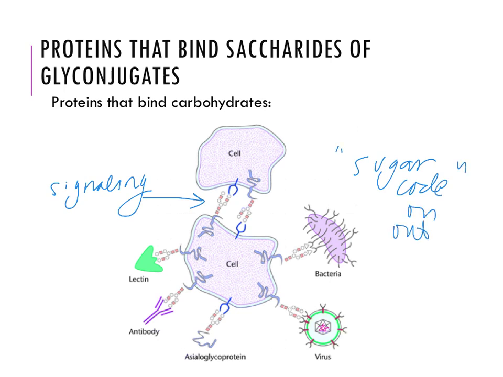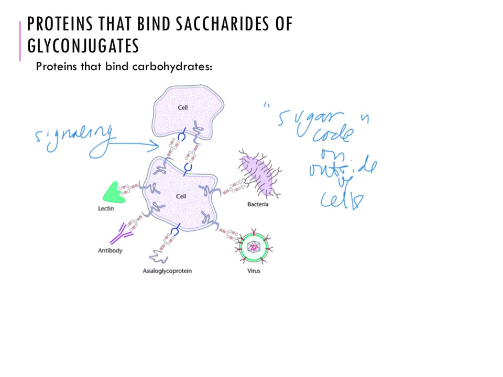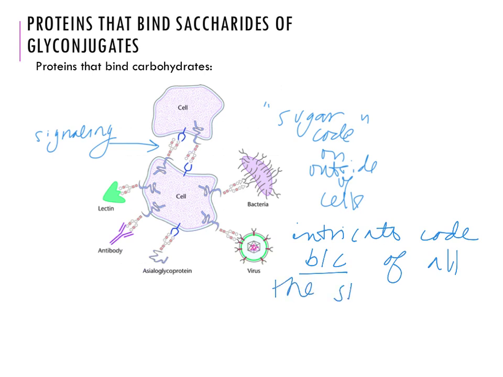On the outside of cells, and it's a really intricate code. I like this figure a lot. It's pretty, muscle purple. So it's a really intricate code, meaning the messaging is very specific because of all the stereocenters in the saccharides. Okay, so you can get a very specific message because we have lots of different stereocenters.